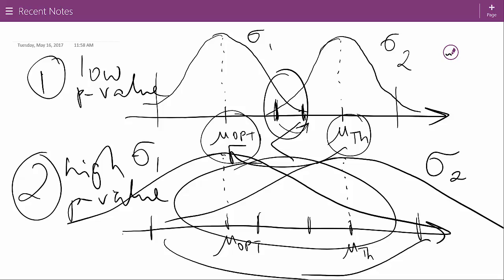So it's not just the difference between the means. That's what we're testing. But another part of the puzzle is how wide your distribution is. If they're too wide, overlap obscures the picture. So that's kind of an informal way to see how the variance or standard deviation plays into this whole hypothesis testing.